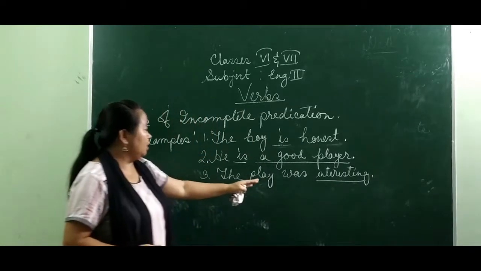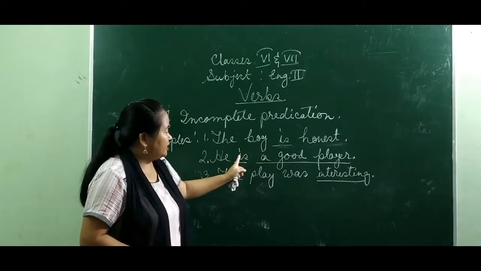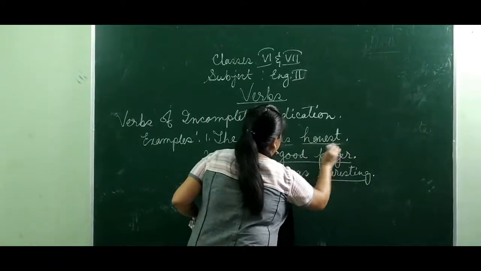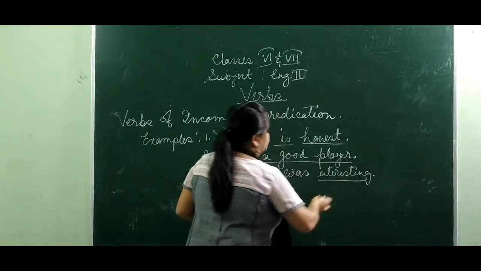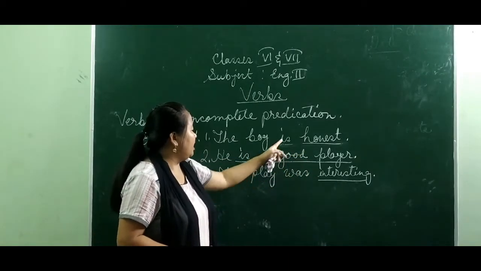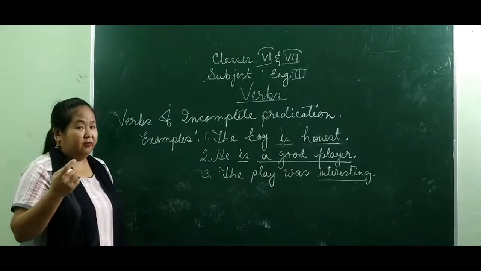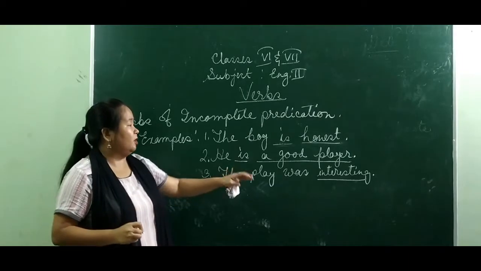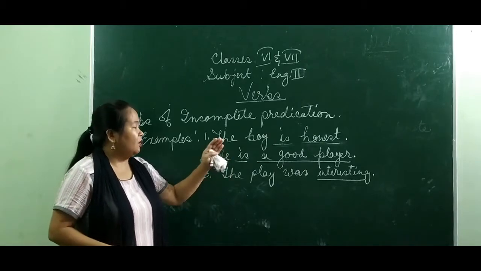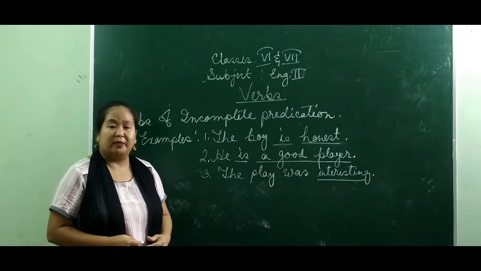So these verbs are called incomplete verbs. Is, was, they are called incomplete verbs, and these words, honest, a good player, and interesting, are called the complement of the verb. They complete the meaning of the verb. So what are incomplete verbs? A verb which does not take any object to complete its meaning, but does require some other word or group of words to complete its meaning. They are called incomplete verbs or verbs of incomplete predication.